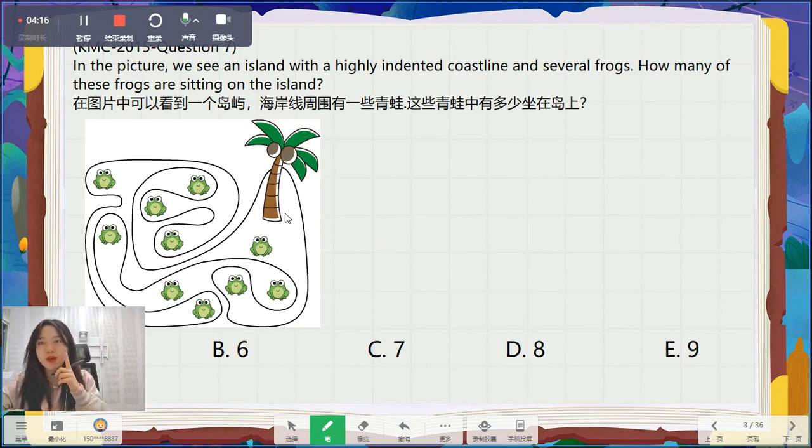First, we have to know one thing: this coconut tree must be sitting on the island instead of the ocean, right? So we can start from this point to check and highlight all the parts and all the area of this island, just like this. It can remind us which part is the island. Let's see, this part must be island. After we mark the island area, it's easier to check how many frogs are on this island.